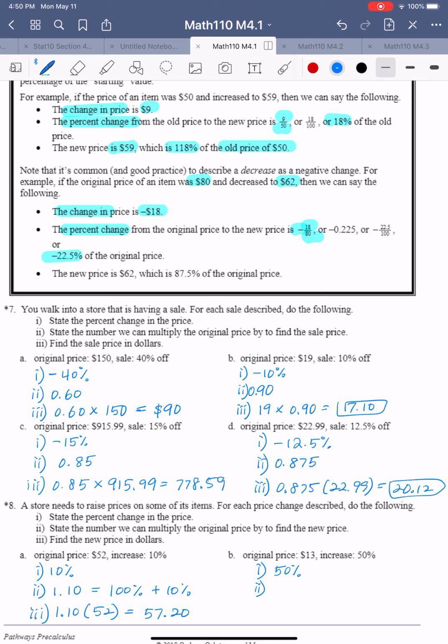All right, the original price was $13, increased 50%, so a 50% increase, which means you still need to pay the 100% of the original price, which is 1.50, and then you multiply 1.50 by the original price, which is 13. You get $19.50.